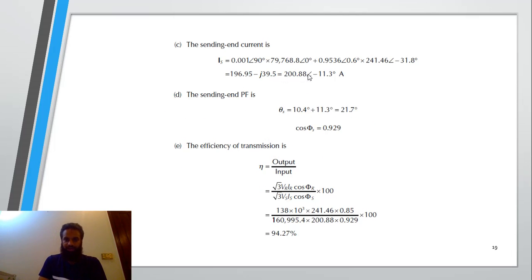Now we have the sending end current and the sending end voltage. We can find the efficiency, and similarly we can find the angle. So the angle would be, we have two angles, 10.4 and 11.3. If we add them, we have 21.7, and if we take cos phi, it is 0.929. Similarly, the efficiency is output over input. The output is the receiving end power divided by the input, the sending end power. So if we divide it, the efficiency of the system is 94.27.